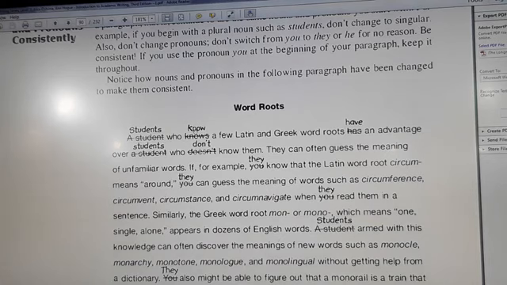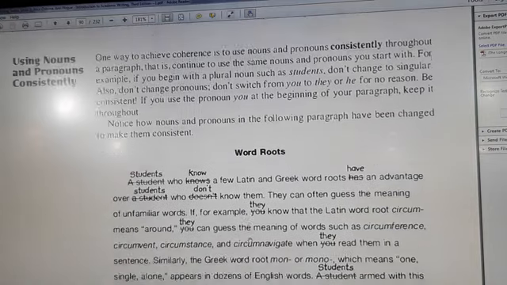So, in general, there should be a consistent way or order of ideas. Now I say a student who knows a few Latin and Greek word roots, I say has, not have. Again, in the second line, I don't say students. Why? Because here I start with student, not students, and so on. So the first point: don't change from singular to plural.